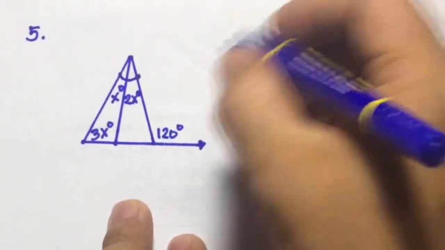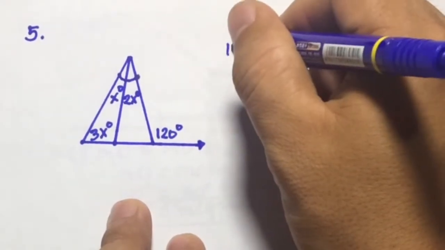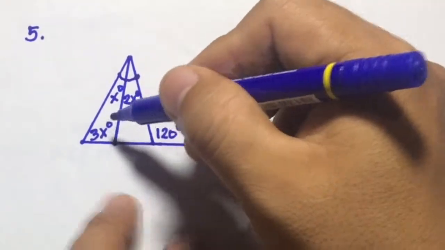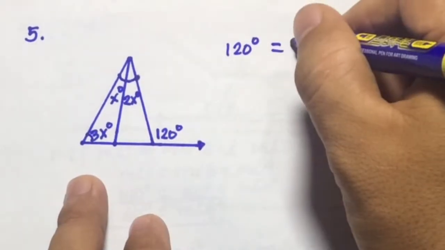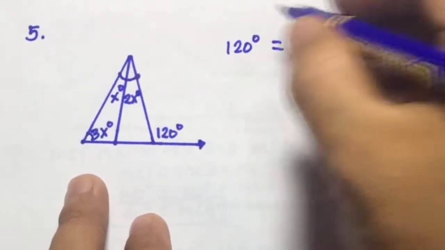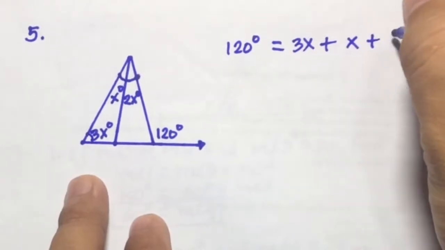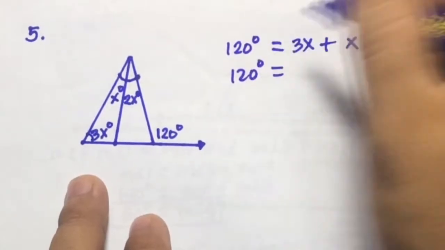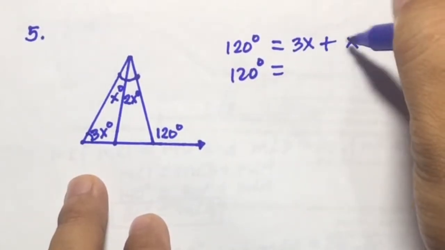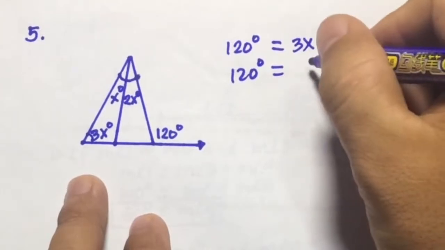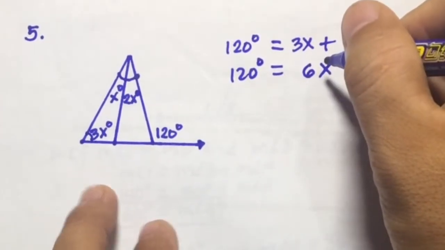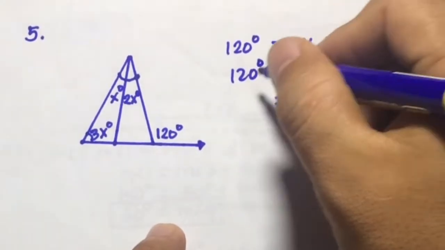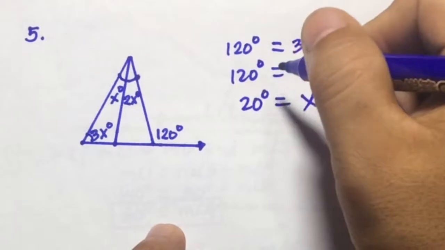Solving this one, the exterior angle is 120 degrees, which equals the sum of the measures of its two remote interior angles, so 3x plus x plus 2x. This is 120 degrees. Then 3x plus x is 4x, plus 2x, that will be 6x. Dividing both sides by 6, x will be equal to 20 degrees.